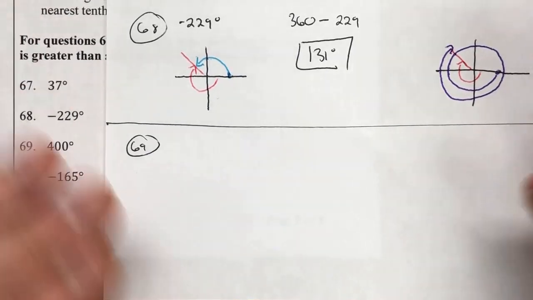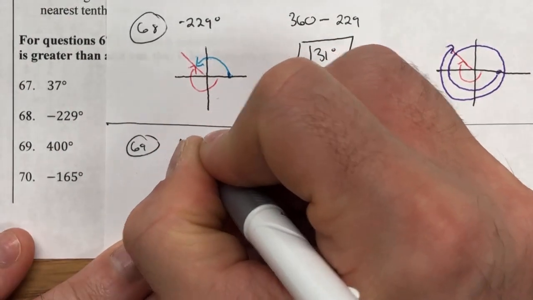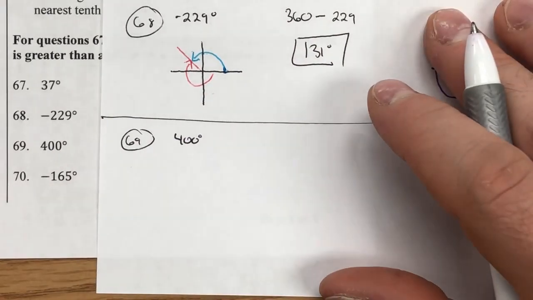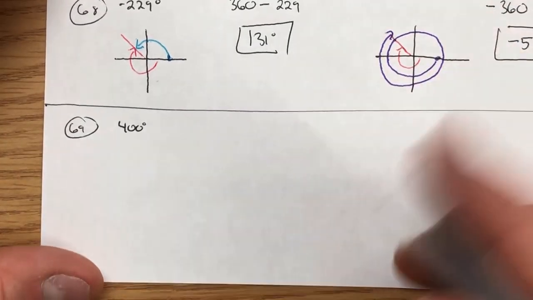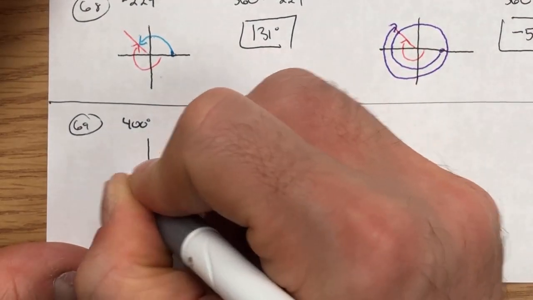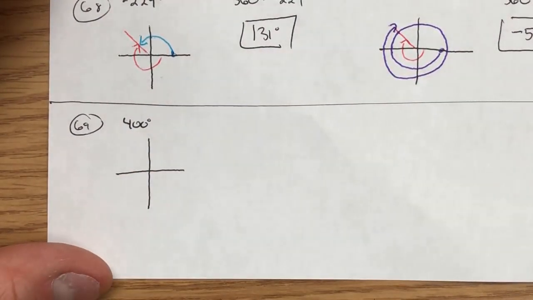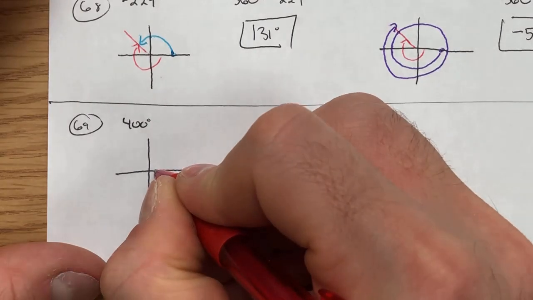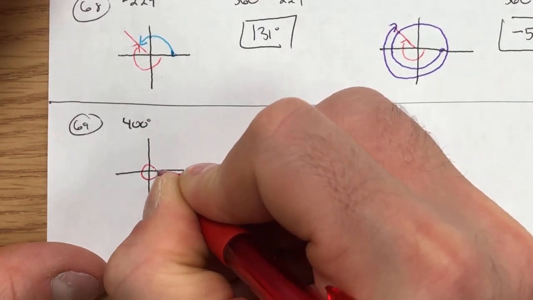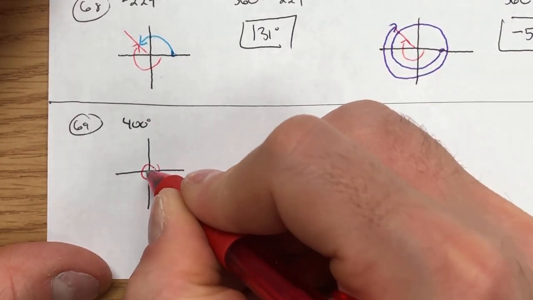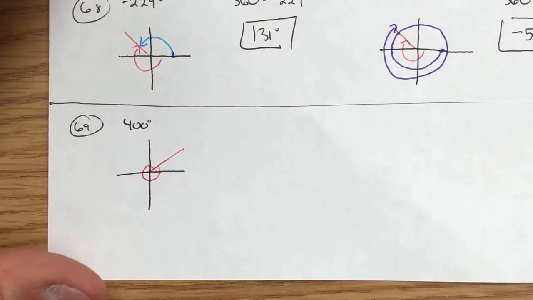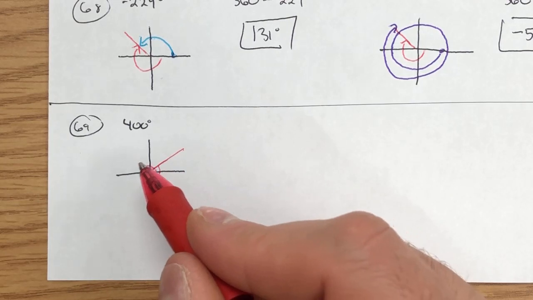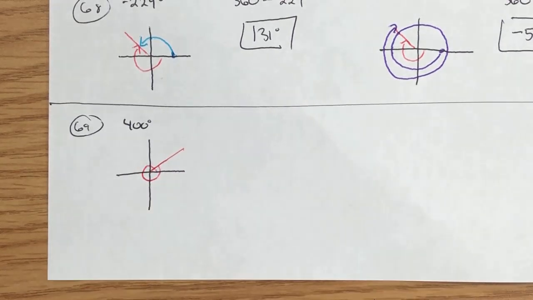Number 69 is 400 degrees. Okay, so what I'm going to do is break this down. So 400 degrees. I know my original angle does one full circle, and then it continues a little bit more. So it looks just like that. It goes one full time around and a little bit extra.